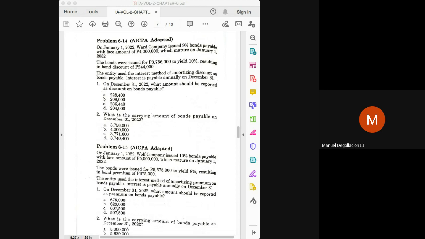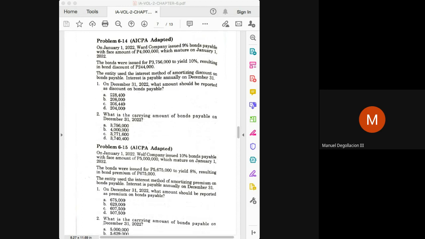Okay. So the first question here is, what amount should be reported as discount on bonds payable? So basically, question number one here is asking you how much is the remaining discount on the bonds payable? How much is the unamortized discount on bonds payable as of December 31, 2022? Now, this is asked because the problem starts on January 1, 2022. This is the date in which the bonds were issued. After the lapse of some period, the expectation there is that the premium or discount will not be the same, because again they are supposed to be amortized.